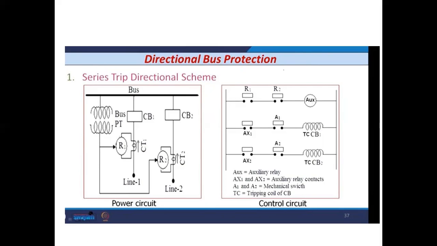And if I look at the control circuit of this relay, the contacts of relays R1 and R2 are connected in series. That's why it is the series trip directional scheme. So whenever these two contacts close, the auxiliary relay energizes, which is going to trip its contacts, that is AX1 and AX2. And finally, the trip coil of the circuit breaker will be energized. Okay, so this was the operating principle.